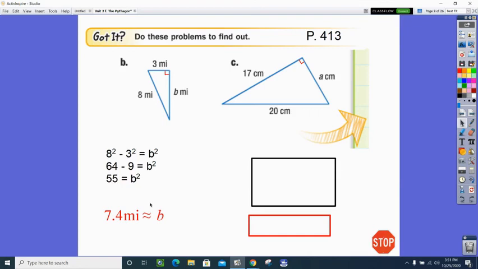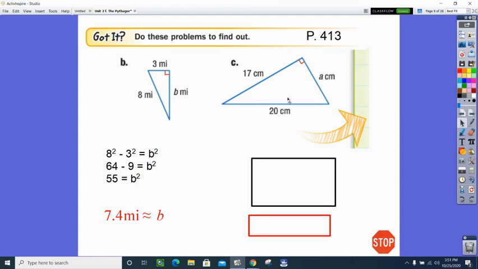Okay, final try, guys. Can you do this last one? And don't forget to show the substitution, the squaring, the subtraction or adding, depending on what you're given, and then the square root with your units. These are the 4 lines of work you should be showing.